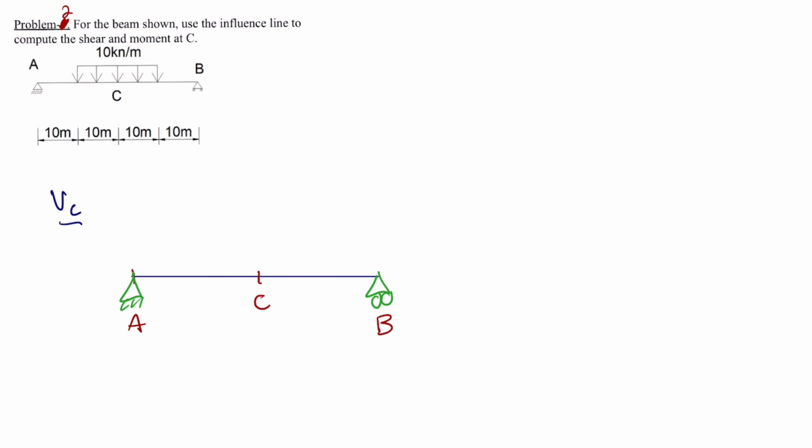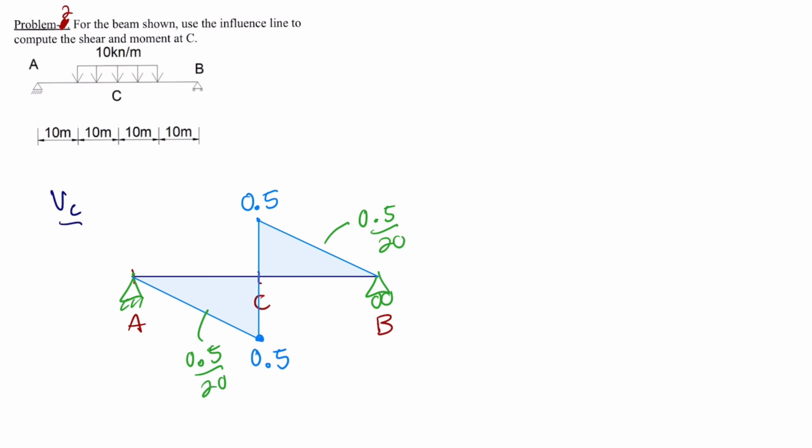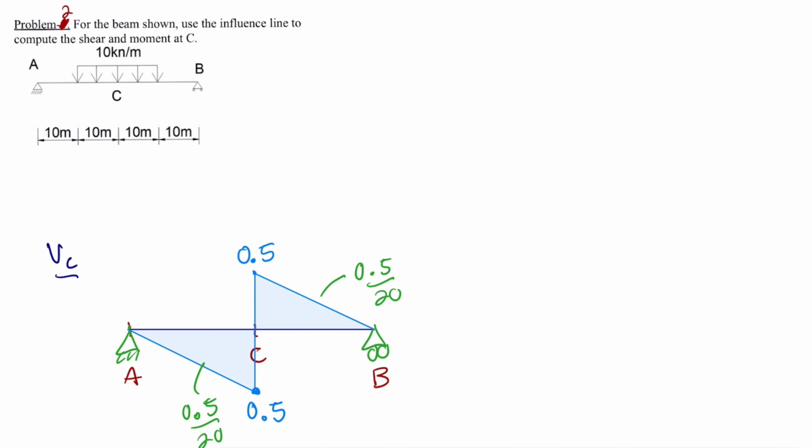So now we draw the influence line for the shear at C, which we know is a total of 1 unit. So then we draw this line and this line. And since this is the halfway point and is the same distance on both sides, we know that this is 0.5 and this is 0.5. So then the slope is 0.5 over 20 for this line and 0.5 over 20 for this side.